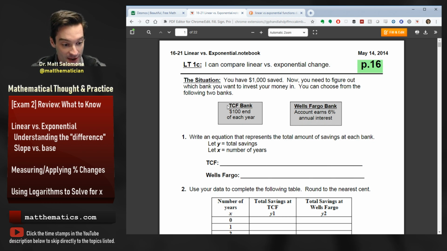One of them is at TCF Bank, which happens to be a local name for a bank in Minnesota. I used to have an account there before I moved away to college. And this particular account gives you $100 at the end of each year, and that's how you accrue interest on that account. Also, there's a choice of a Wells Fargo bank account that earns a 6% amount of annual interest. And so this project is all about figuring out which one of these two banking models is more beneficial.